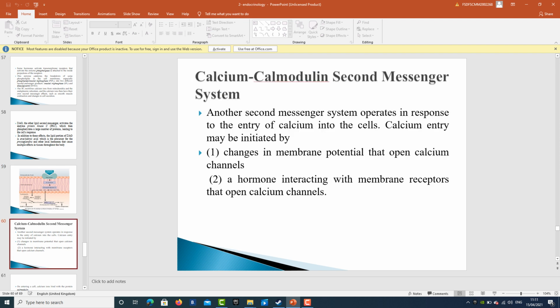Calcium calmodulin second messenger system. Another important second messenger system operates in response to the entry of calcium into the cells. Calcium entry may be initiated by changes in membrane potential that opens the calcium channels, or a hormone interacting with membrane receptors which opens the calcium channels.